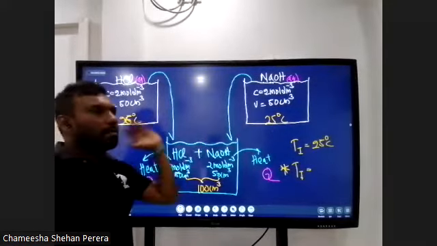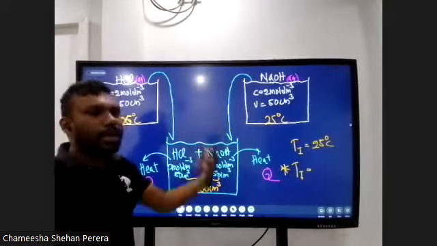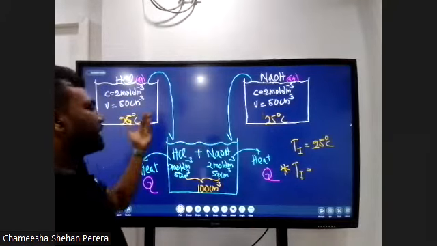Then again, if the initial temperature was 25 and 25, no problem. You could use the initial temperature of the reactant as 25. But what do we consider as the initial temperature when we have 26 and 25?